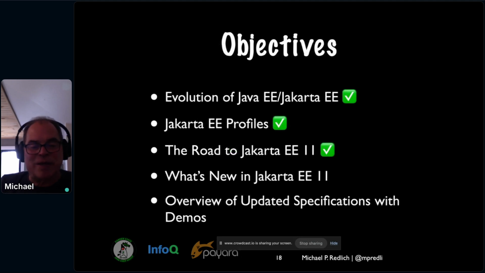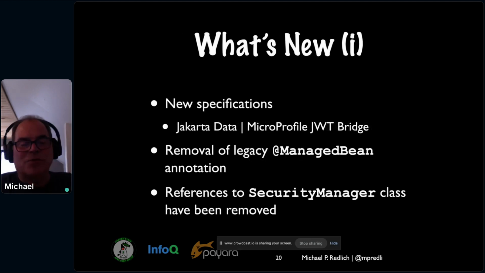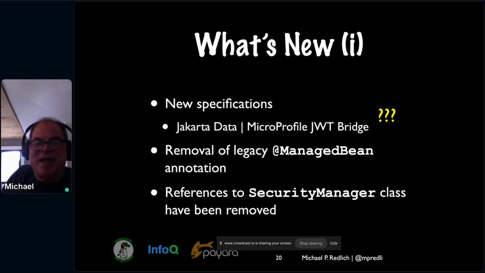All right, so we've covered those 3, and so let's go to what's new. Just an overview. We have new specifications. I mentioned Jakarta Data, and what the heck is this? MicroProfile JWT Bridge. If you haven't heard of this yet, it is relatively new. It's still a work in progress. We're going to have a couple of slides on that.